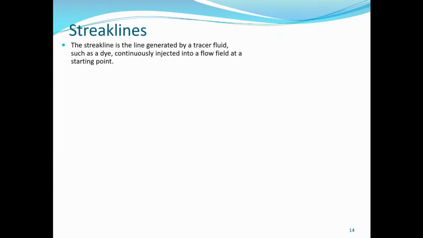Now, the next one is called streaklines. We discussed pathlines, and then we talked about streamlines. If you remember, we said pathlines are the actual path taken by the fluid particles, and the streakline is the line generated by a tracer fluid, such as a dye, continuously injected into a flow field at a starting point. So here you're talking about many particles.